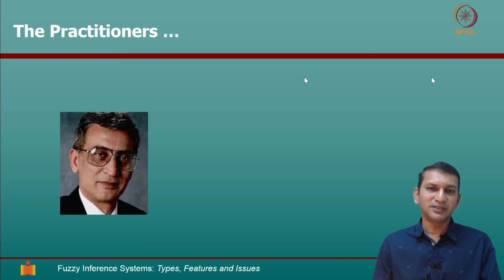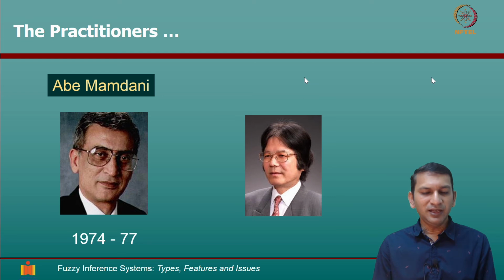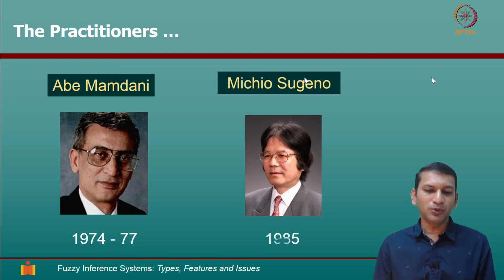The first of them is Abraham Mamdani. During the mid-70s, he had come up with a few papers dealing with how you could do similarity-based reasoning. He proposed his form of fuzzy inference, which is now called the Mamdani inference system or Mamdani form of fuzzy inference system. A little later, Professor Michio Sugeno proposed an alternate way of doing similarity-based reasoning called the Takagi-Sugeno fuzzy system. It is also called the Takagi-Sugeno-Kang fuzzy system, or abbreviated as TSK fuzzy system.